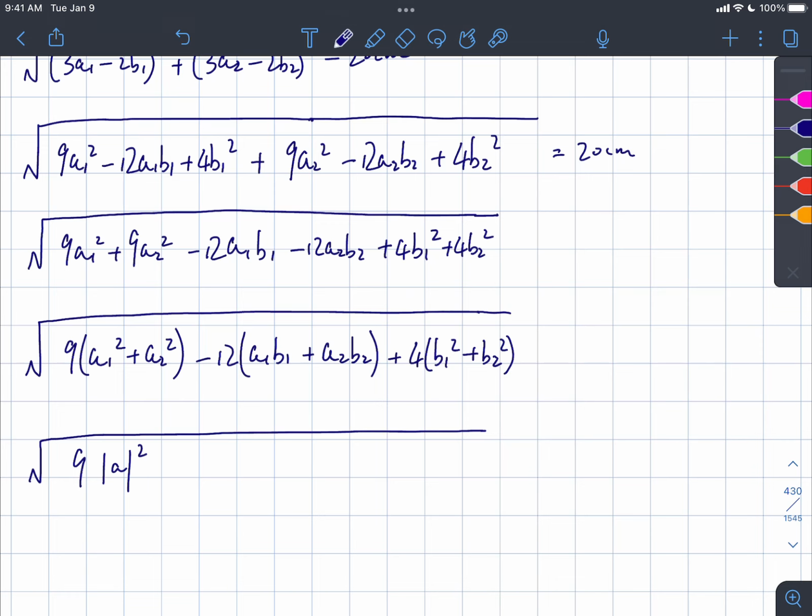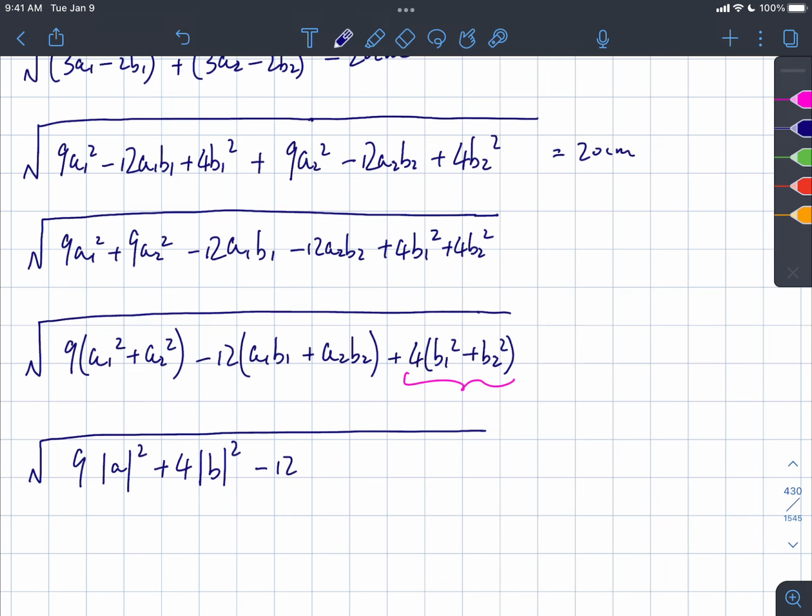Okay, and now let's skip the middle. So you look at this part. That also looks very familiar. Four times the magnitude of b squared. It looks like that, right? Okay, and then we'll deal with the middle because the middle is the weird one.